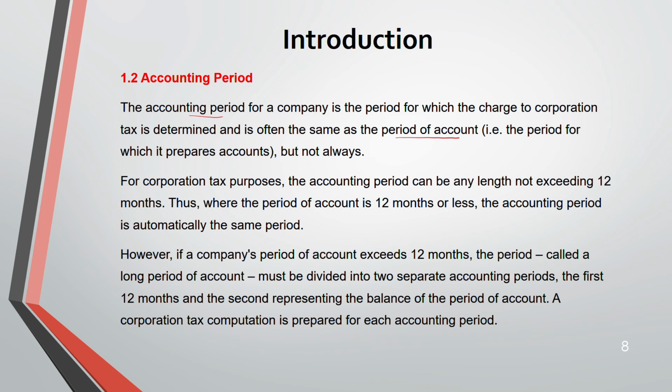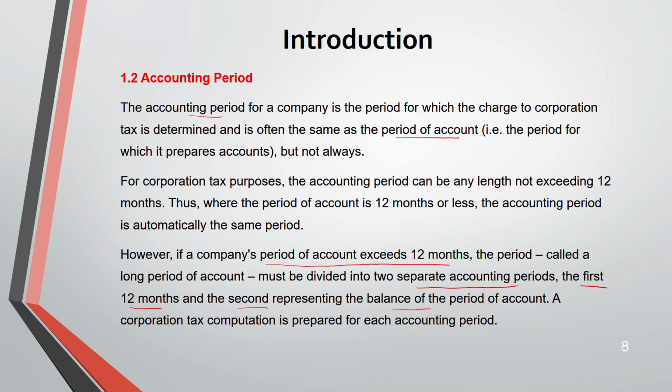If your period of account is more than 12 months, it's called a long period of account. When you have a long period of account, you have to divide it into two separate accounting periods: first 12 months, and second, the balance. Let's say you have 18 months. So the first 12 months is the first accounting period and the balance 6 months is the next accounting period.